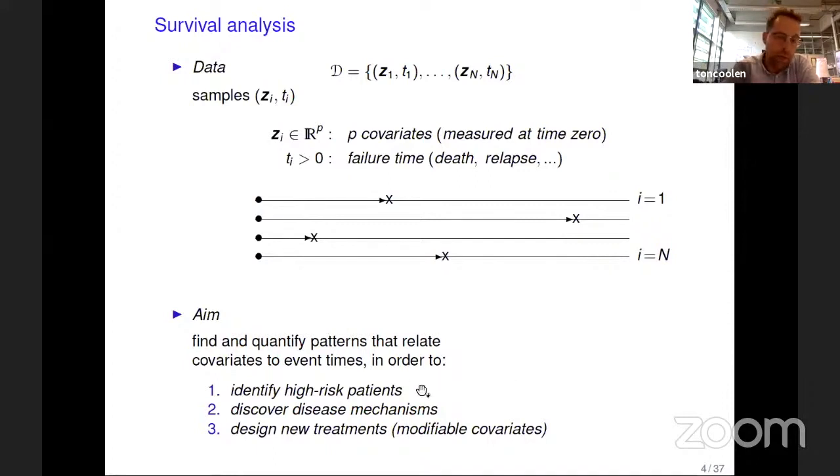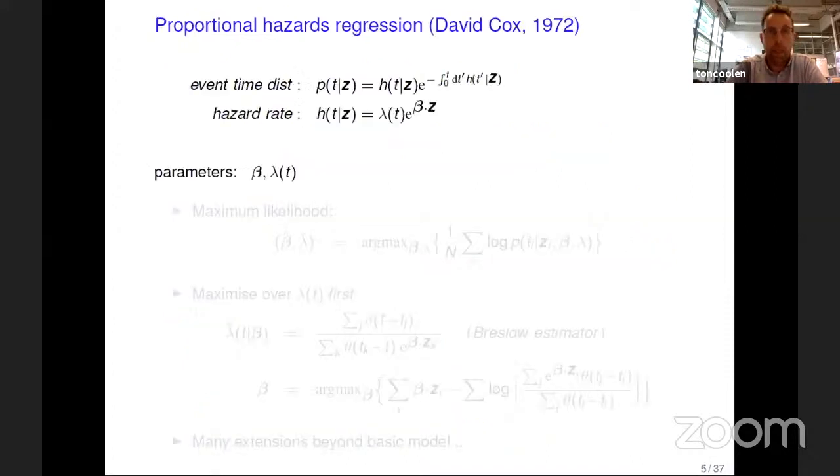And it's clear why in medicine this would be very desirable. It would allow you to identify early on which are the high-risk patients. It would allow you also to maybe discover disease mechanisms if you find that certain components of this vector play an important role in increasing risk. And it also allows you sometimes to design new treatments, because some of these variables could be things that we can actually change. So this is the context, but this methodology is not just used in medicine, also in economics, in the study of industrial processes and so on, where failures happen.